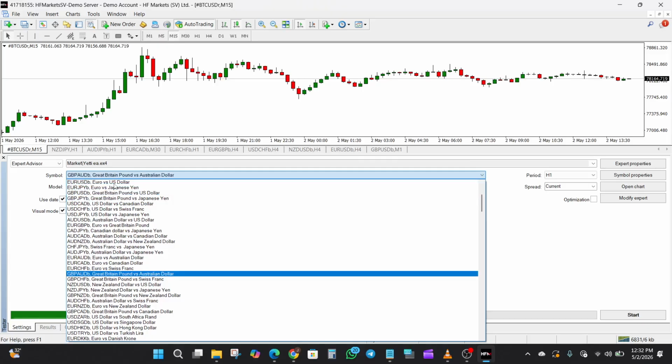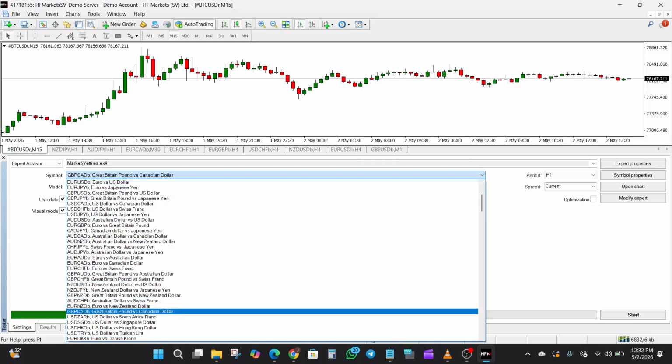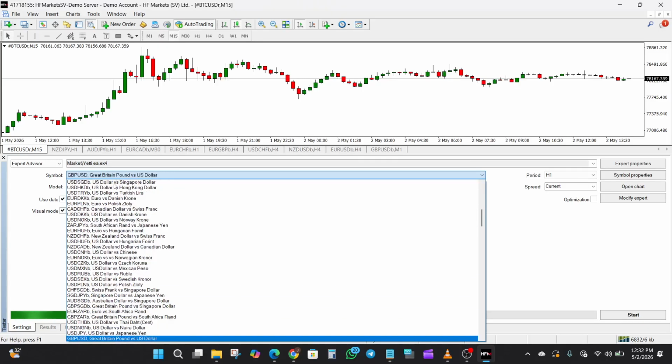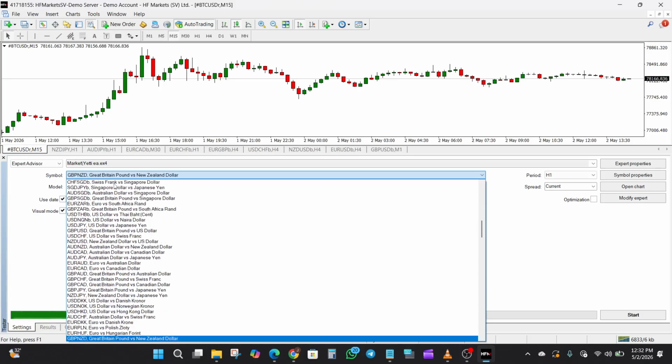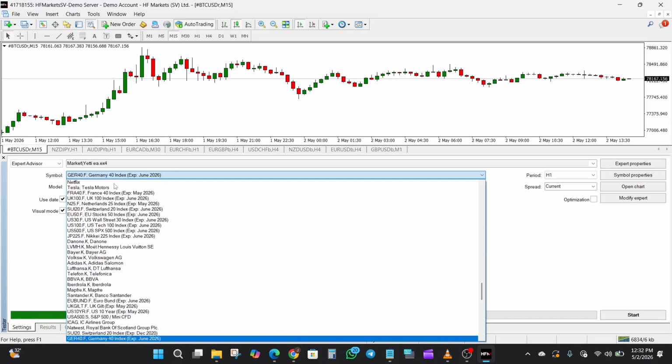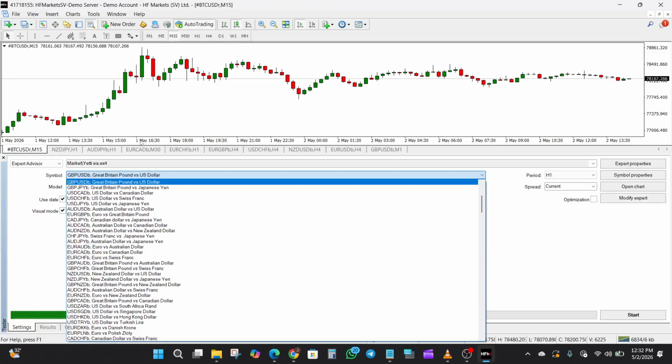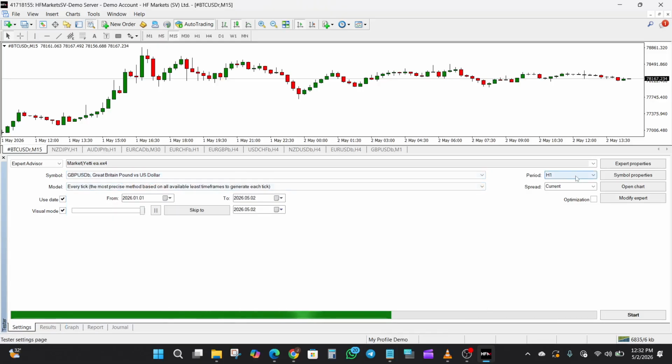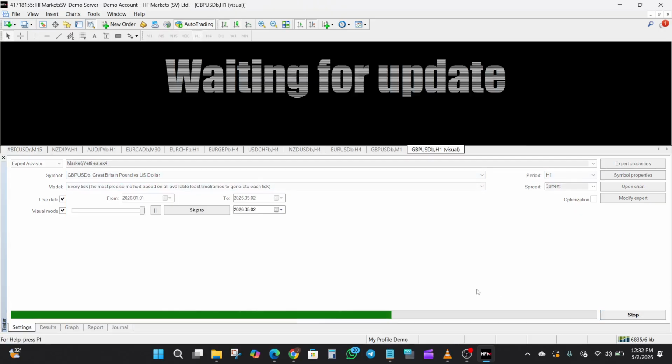GBPUSD. So we are running on GBPUSD, which is the recommended currency pair, and we are using the H1 period, right? So let us start the EA.